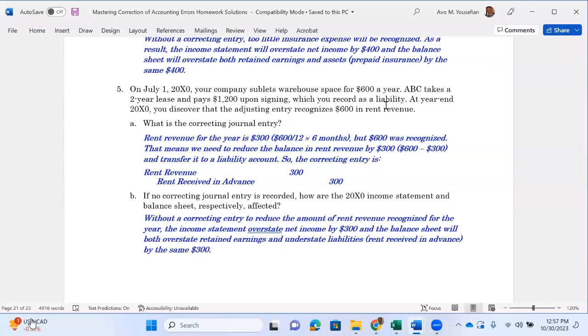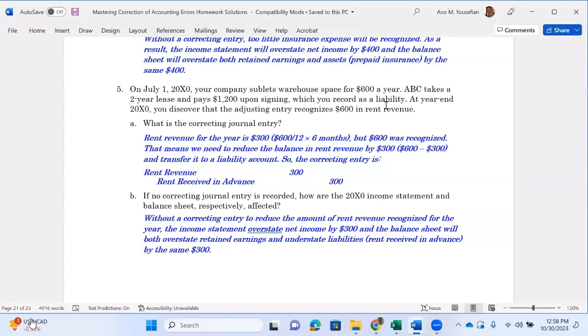I'm gonna write cash, and we received $1,200. That's debit cash. Credit unearned rent revenue, and that's a credit of $1,200.